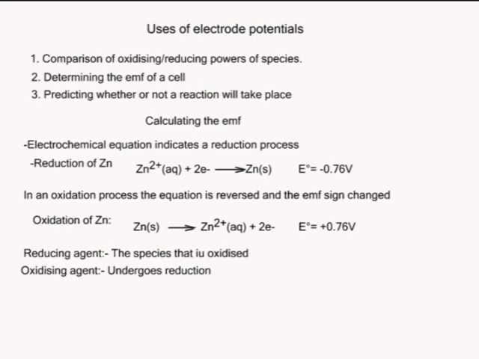Thus, in comparing two species in a cell, the stronger reducing agent is the one that undergoes oxidation. And therefore, we reverse its ionic half equation and change the sign of the electrode potential. The EMF of the complete cell is the sum of the individual electrode potentials.